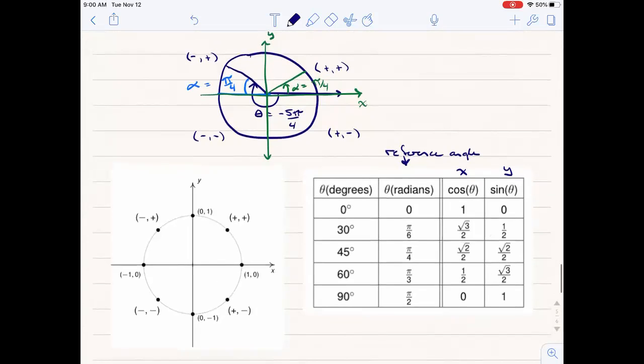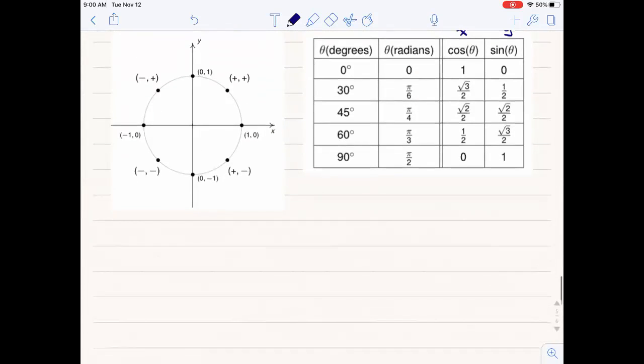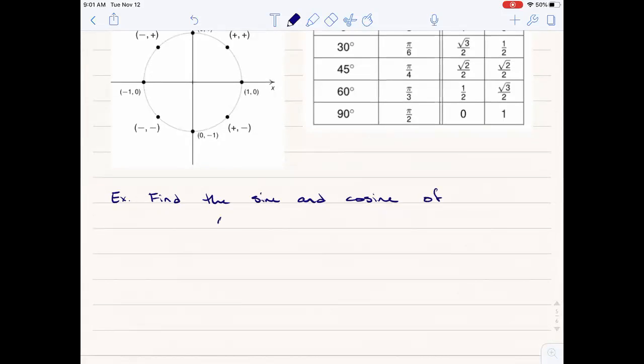So for us, right, for example, just building this into a full-fledged example, find sine and cosine. Find the sine and cosine of theta equals negative 5 pi over 4.